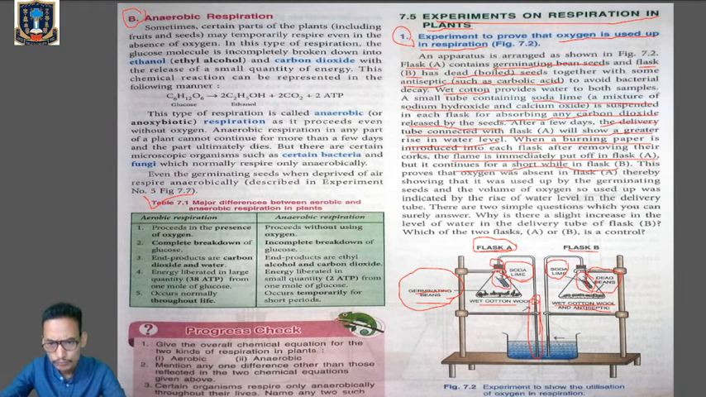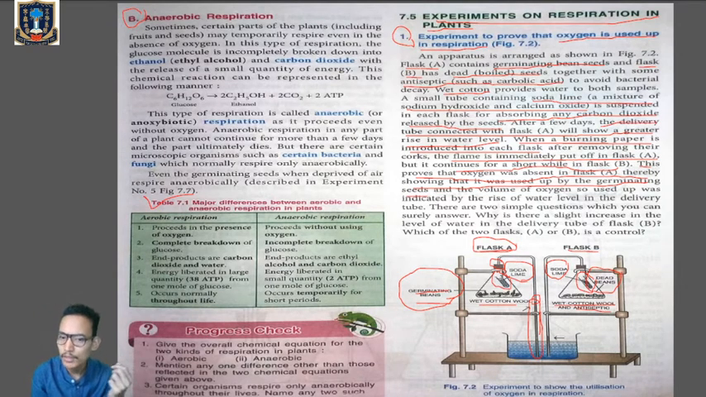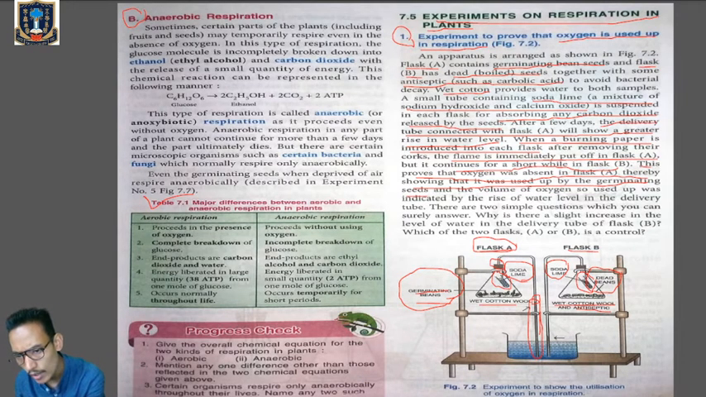It will not burn. As soon as we introduce it into flask A, it will be put off. Clear? So what does this prove? This proves that oxygen was absent in flask A, thereby showing that it was used up by the germinating seeds. Keep clear, because oxygen helps in combustion. Now since there is no oxygen in flask A, the burning paper was not burning. But in flask B, oxygen was not used because there was no germination, because the seeds that we have used in flask B are dead seeds, and you know that dead seeds do not germinate. So when they do not germinate, the oxygen will not be utilized.